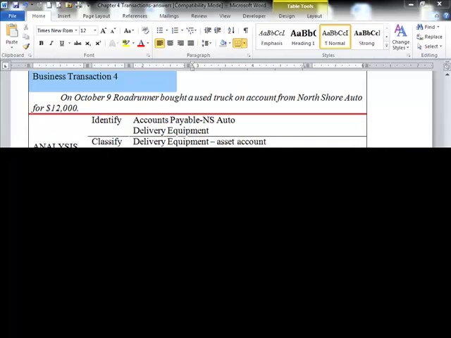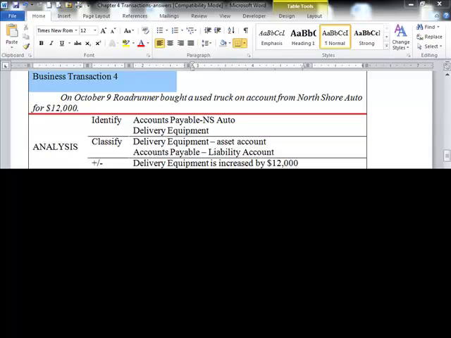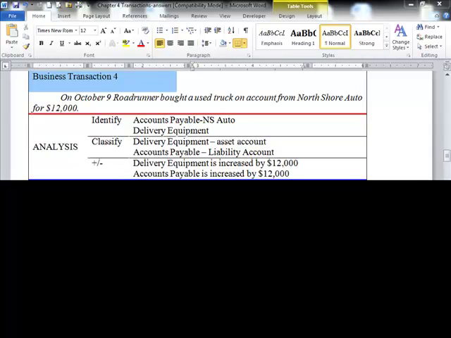Delivery equipment is an asset account, and North Shore Auto's liability account, or payable account, is just that, a liability account. Now let's do the increase or decrease amount. Since we added a truck to our business, delivery equipment is increased by $12,000. So this asset account is increased. And we also owe North Shore Auto $12,000. When you owe somebody money, it increases the amount. Not until you begin to pay cash or pay down that debt will you see a minus sign. So we are also increasing accounts payable.